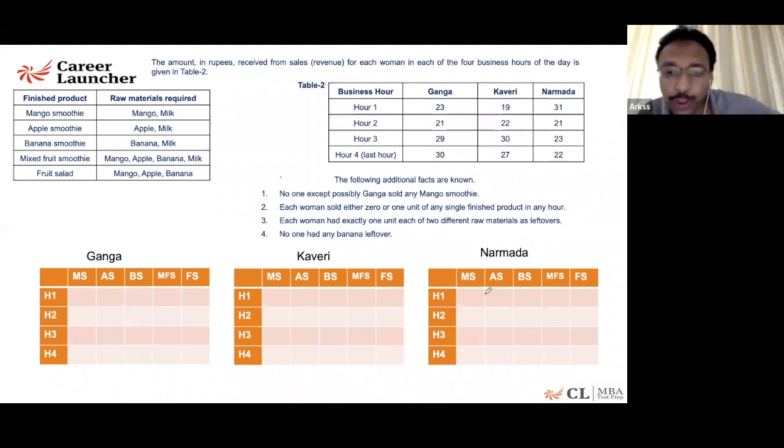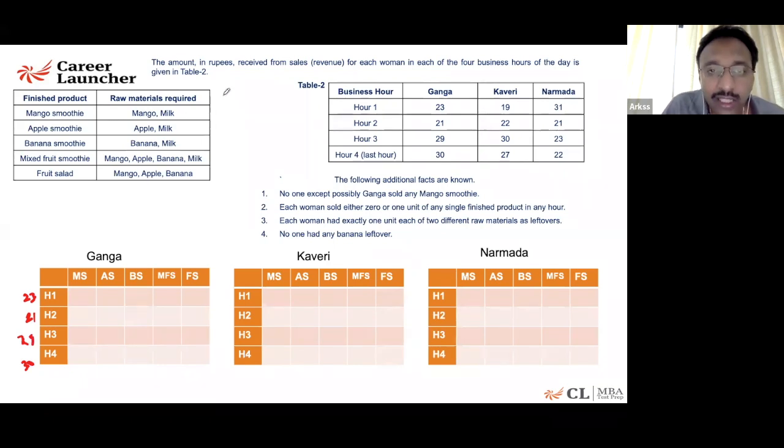Now I have just put it across how I will do this. The amount in rupees received from sales revenue for each woman in each of the 4 business hours of the day is given. For example, table 2, Ganga got 23 rupees sales. In the last business hour, she would have sold along with the leftover raw materials. We'll figure it out. Similarly, 21, 29. Let's look at it. So what I've done here is Ganga, let's say this is 23 I want, 21 I want, 29 I want, and 30. So also let's look at what are the selling prices.